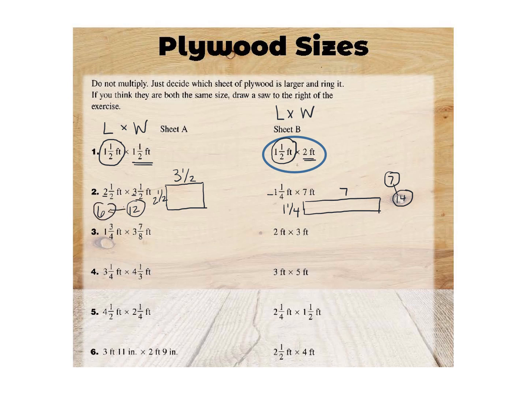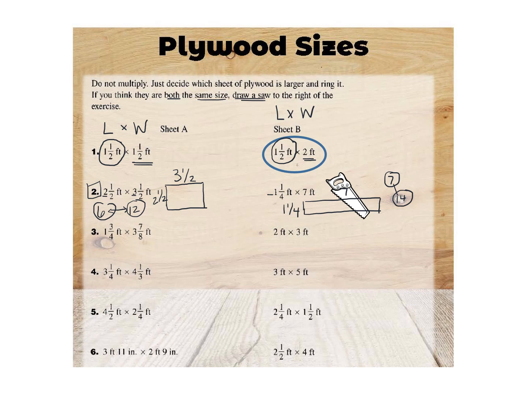So they don't really want us to calculate the answers here. They want us to estimate. And they give us the option of drawing a saw. If you think they are both about the same size, we're supposed to draw a saw. So for question number 2, I would draw a saw because they are close. We could actually do the math and find out which one has a bigger area, but again, they don't want us to actually multiply.